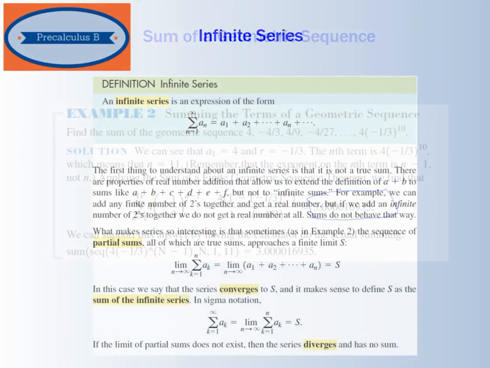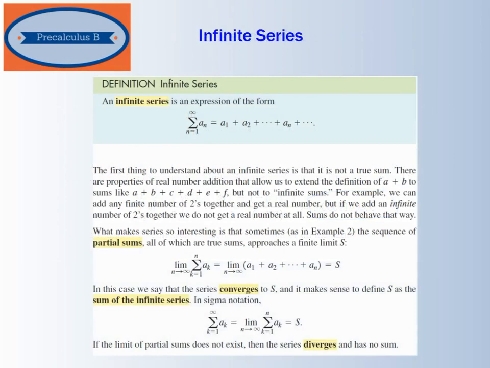So we're just going to use this formula right here that we've circled for finding the sum of a geometric sequence. Now we're going to take a look at what we call an infinite series. An infinite series is an expression of the form of the sum of a sub n from 1 to infinity of a sub 1, a sub 2, all the way to a sub n. Now the big thing that makes it different than what we've been looking at before is that it is not a true sum.